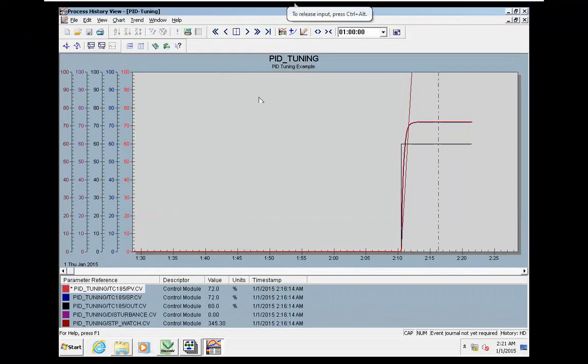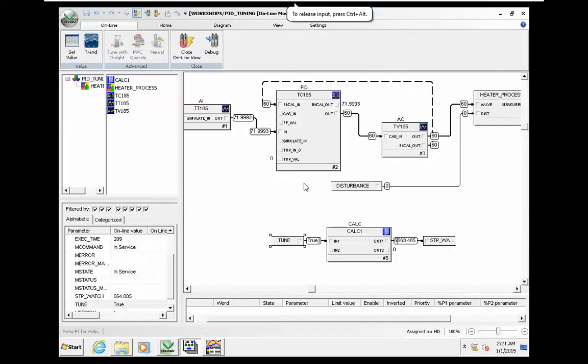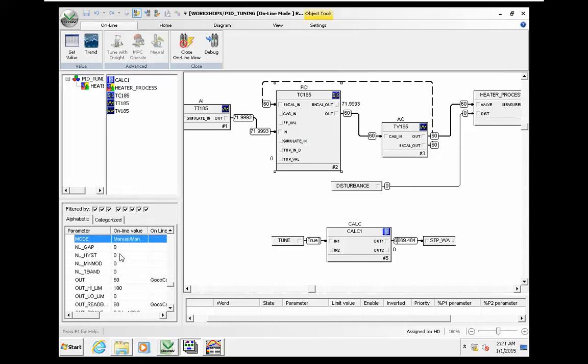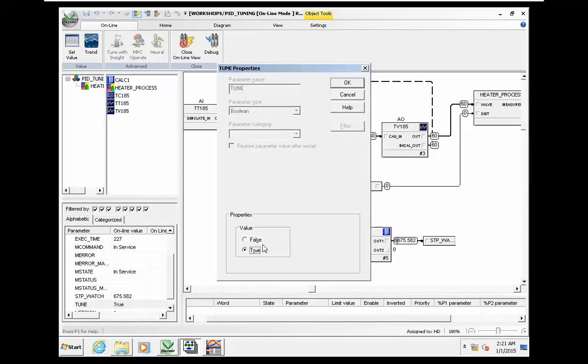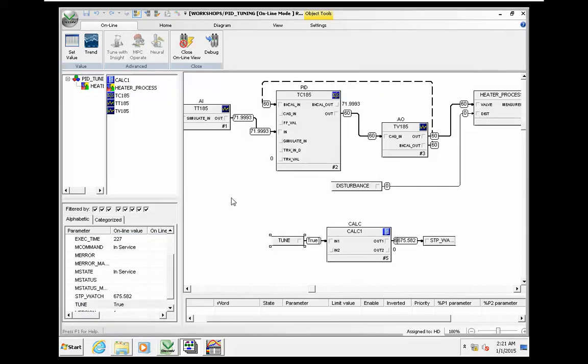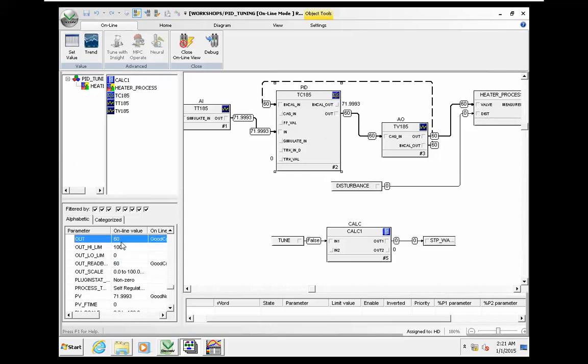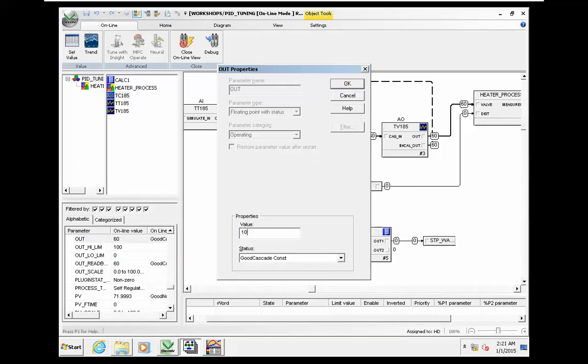So we need to go to DeltaV. We select the PID block. We go to mode. The mode is in manual, and I need to make the tuning bit back to 0, and I need to keep the output. I need to select the PID, and output should be 10%.